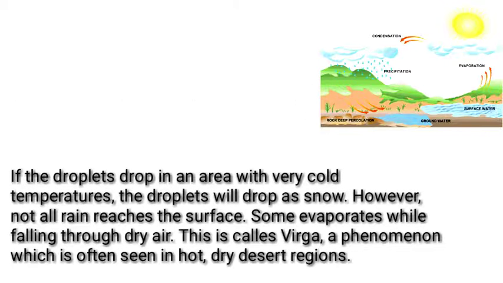The third paragraph is called closing. If the droplets drop in an area with very cold temperatures, the droplets will drop as snow. However, not all rain reaches the surface. Some evaporates while falling through dry air. This is called virga, a phenomenon which is often seen in hot, dry desert regions.